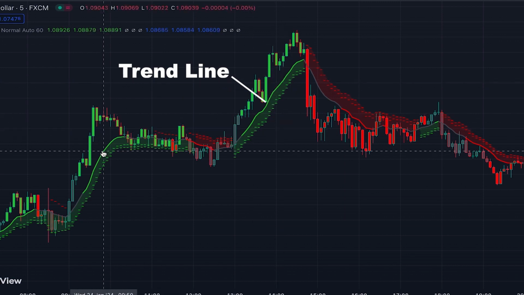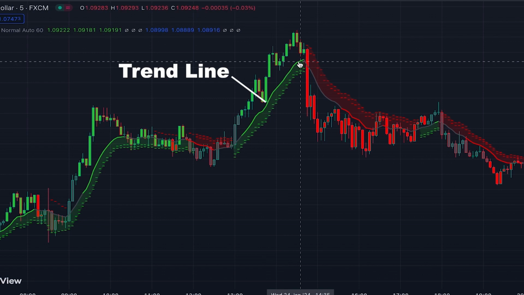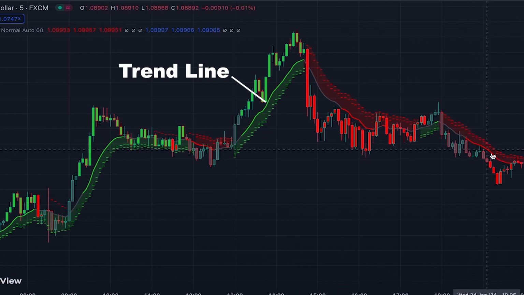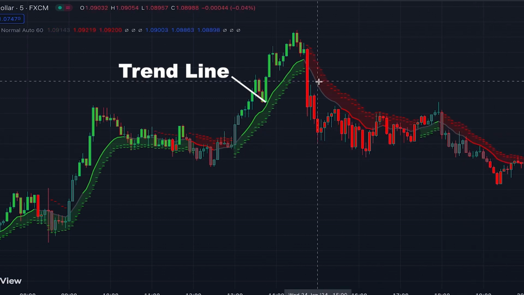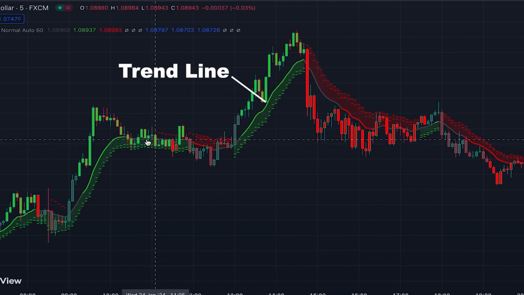When it's green, it tells us that the current structure is bullish, and when it's red, it tells us that the current structure is bearish, and when it's gray, it tells us that the current structure is neutral or a flat market.